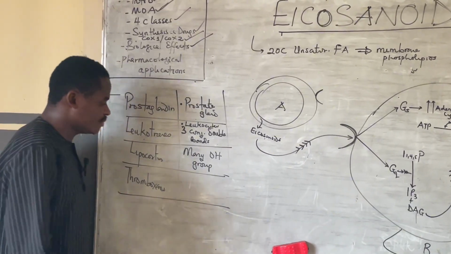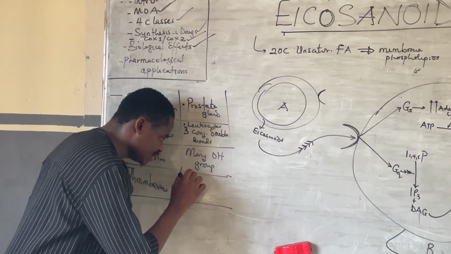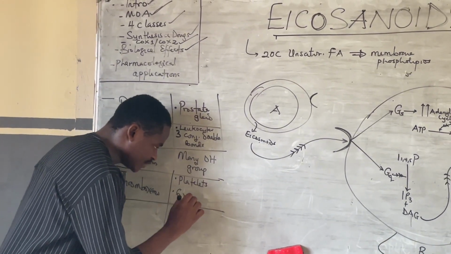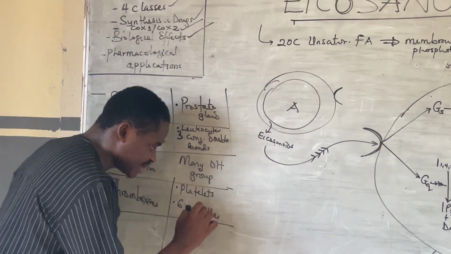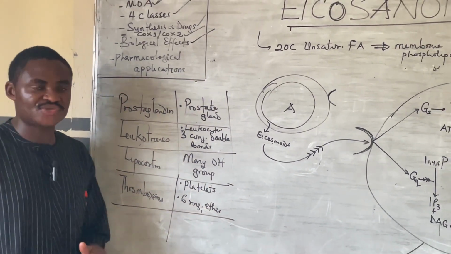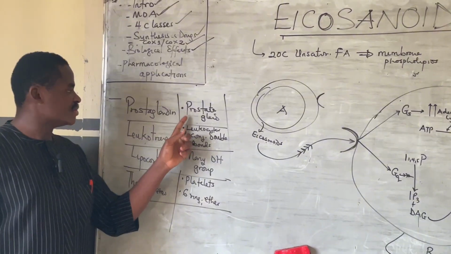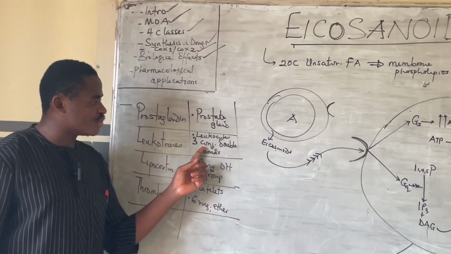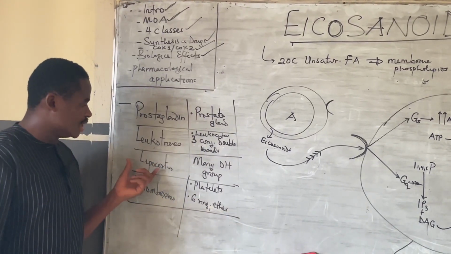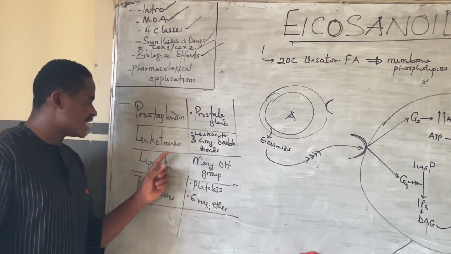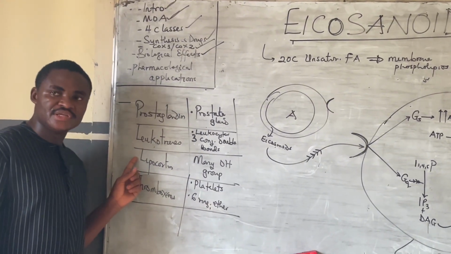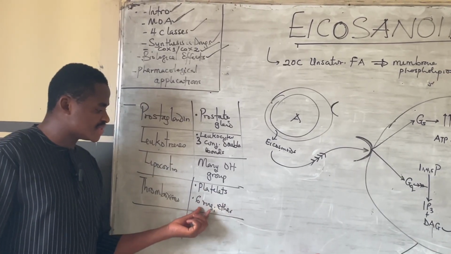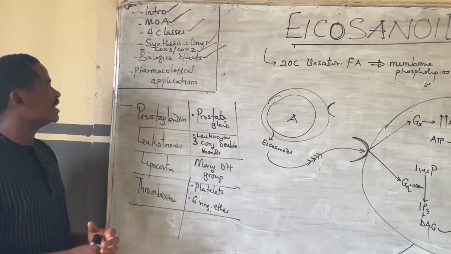Now, how about thromboxane? Thromboxane was discovered from thrombocytes or the platelets, and they have a six ring that also has attached to it an ether. All right. So it is very important to appreciate that prostaglandins were originally discovered from the prostate, leukotrienes originally discovered from leukocytes, and have three conjugated double bonds in their structure. Lipoxins have many hydroxyl groups, and that is the only difference between leukotrienes and the lipoxins. And then thromboxanes were originally gotten from platelets and have a six ring attached to them with an ether.